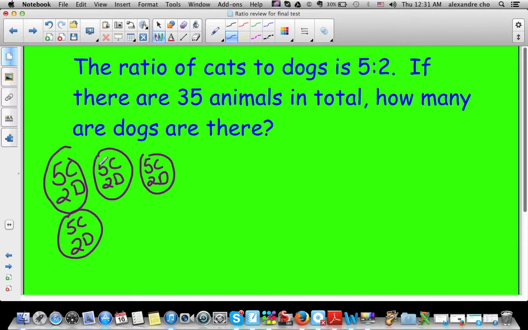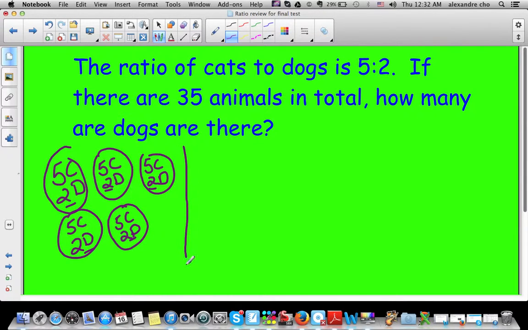Let's see what I have here. I have 5 cats, 2 dogs, that's 7, plus another 7 is 14, plus another 7 is 21, plus another 7 is 28. So I don't have enough yet, so I need to draw one more. 5 cats, 2 dogs. Now I have a total of 35 animals. And within these 35 animals, I want to know how many dogs there are. Well, there are 2 dogs here, 4, 6, 8, 10. There are 10 dogs in total when there's 35. So that was one way of doing it.